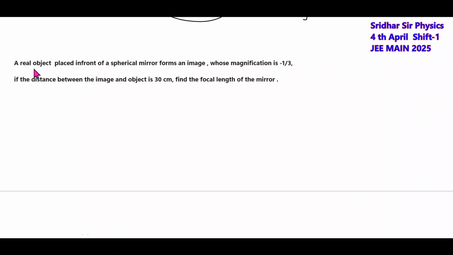A real object placed in front of a spherical mirror forms an image whose magnification is -1/3. The distance between the image and object is 30 centimeters. Find the focal length of the mirror. So what is the formula given? M equal to -1/3, and what is the value of M? By definition, M equals minus V by U, where U equals 3V.